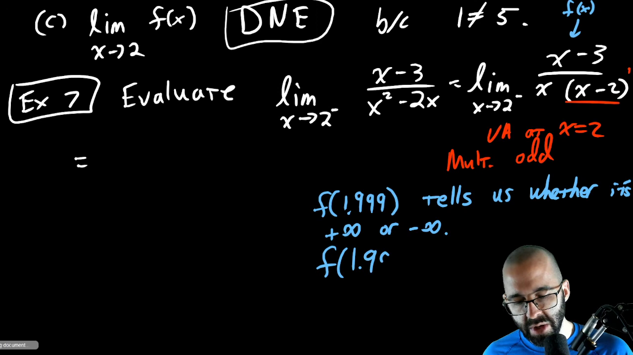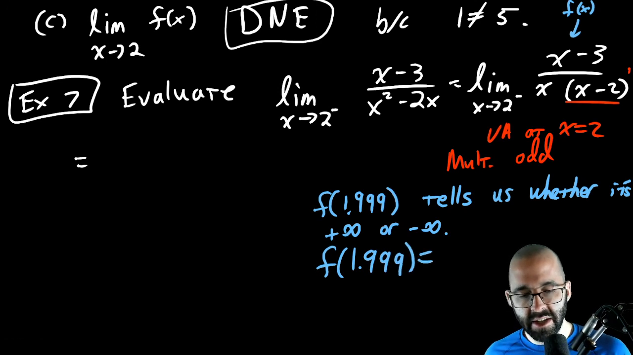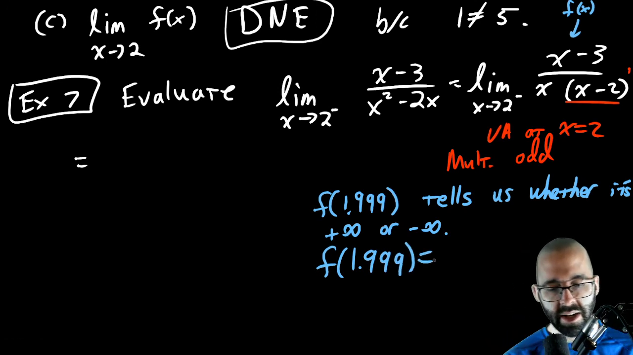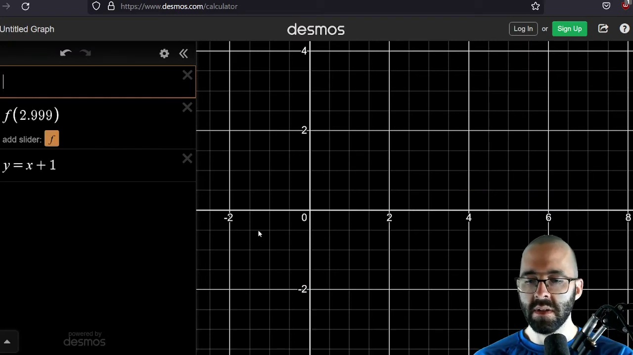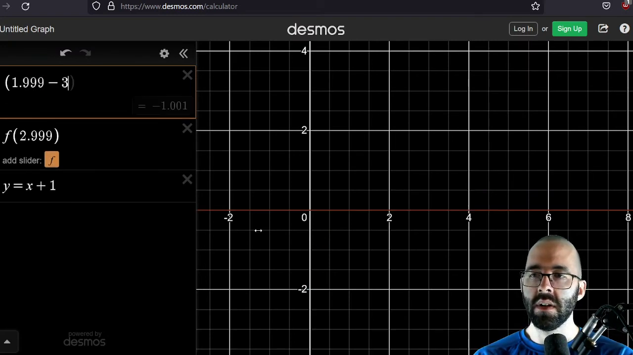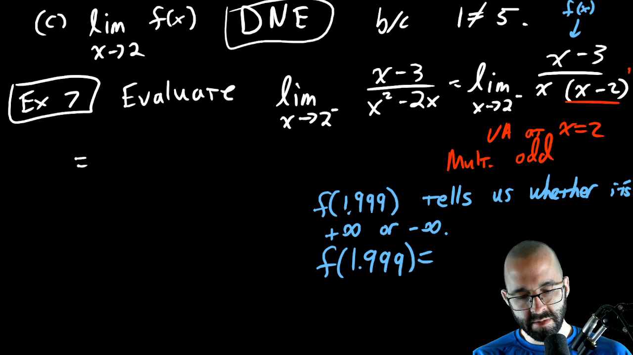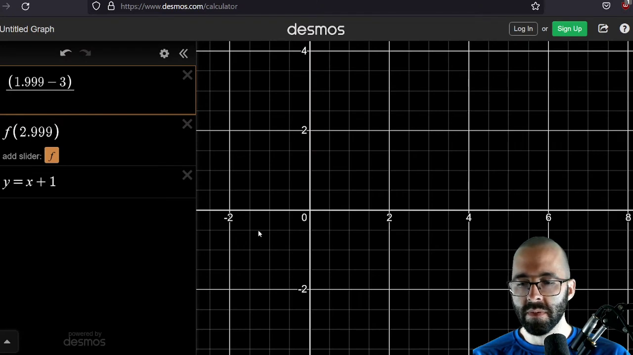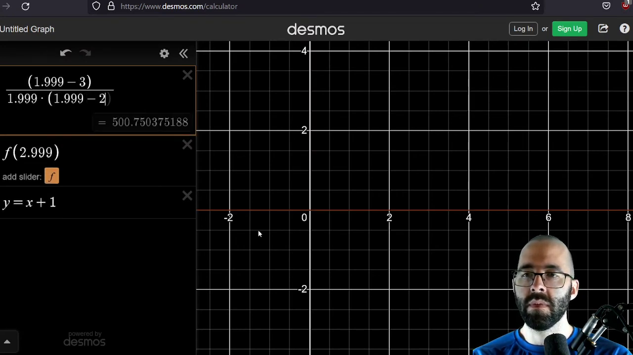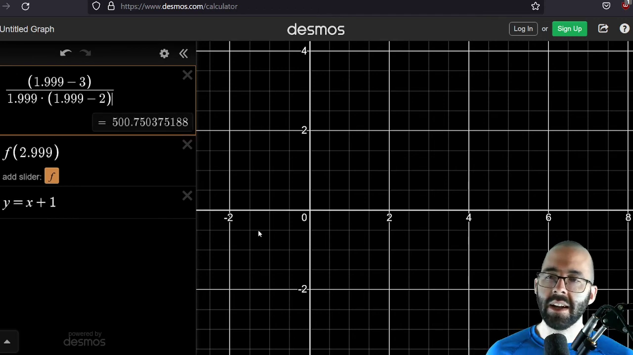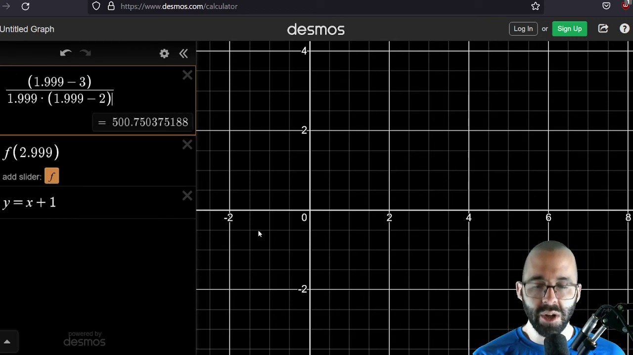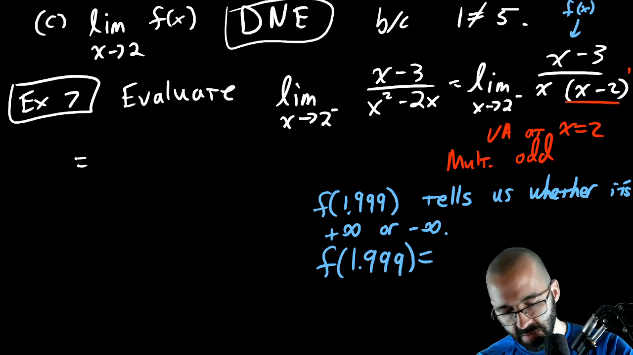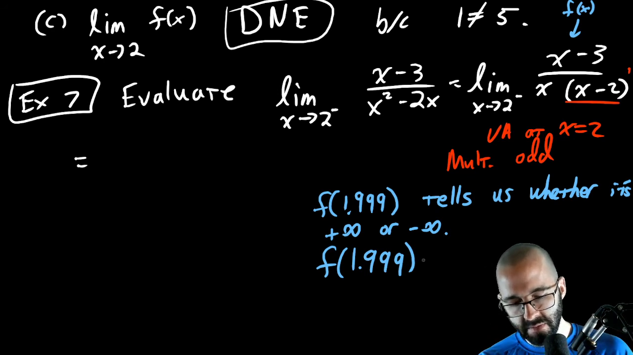Again, if we plug in 1.999, just use a calculator. 1.999 minus 3 divided by 1.999 times 1.999 minus 2. And we are indeed going to get about positive 501. Let's round.